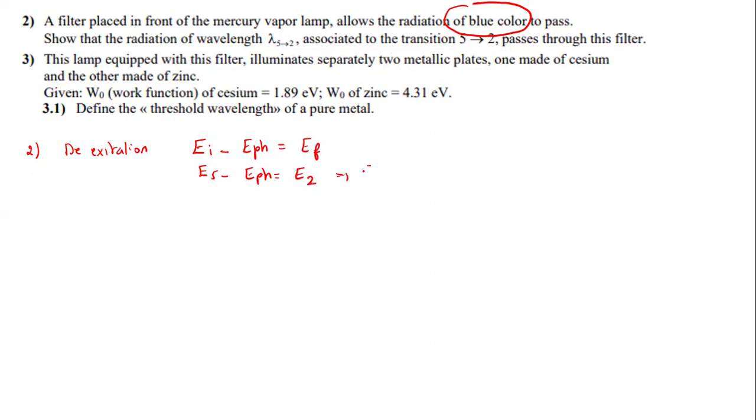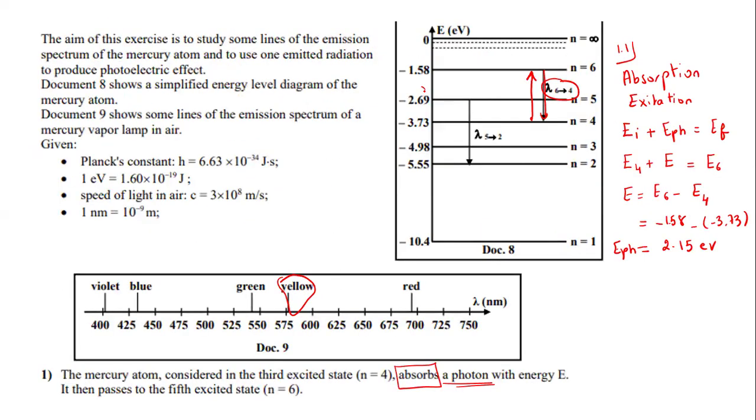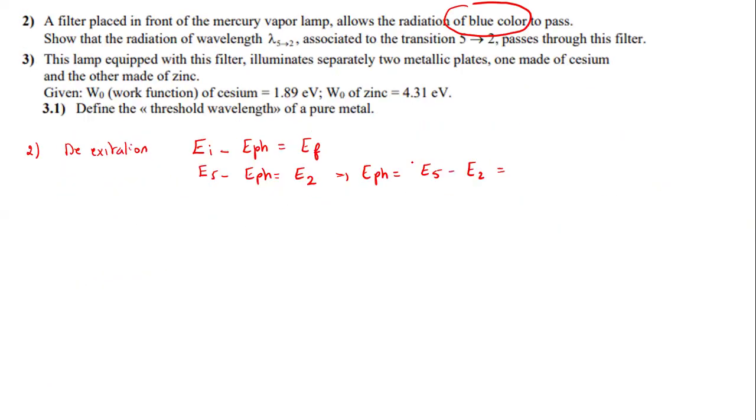Now, this means that the energy of the photon is equal to E5 minus E2. If I look at the values from the diagram, this is E5, and this is E2. Then we put the values and we obtain 2.86 electron volt. But the question is to find if it passed through the filter.